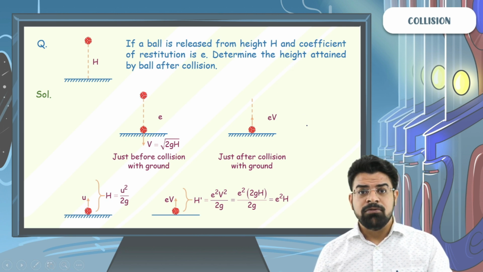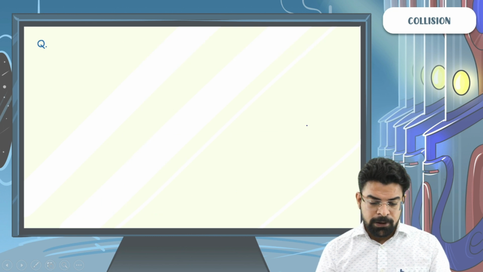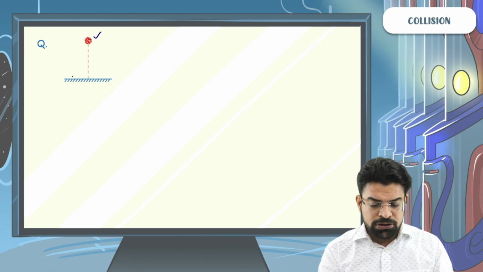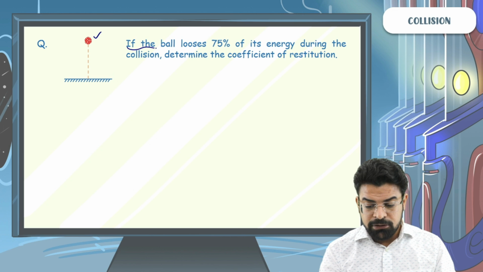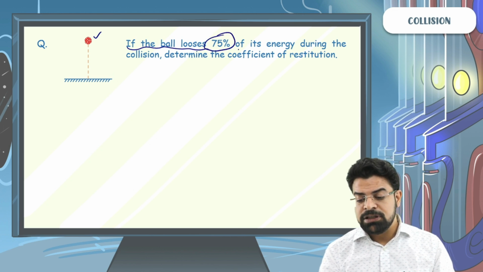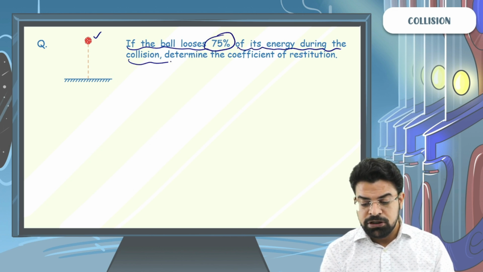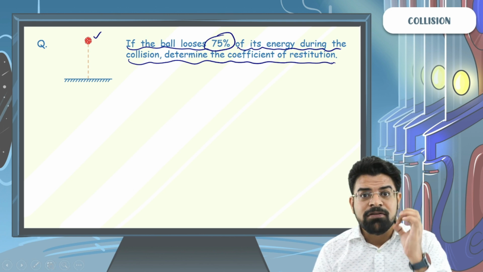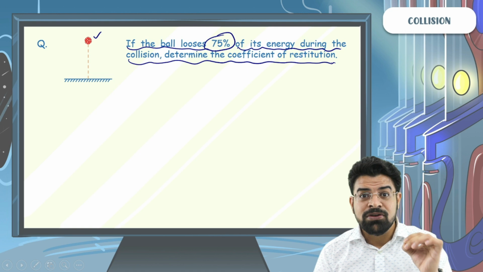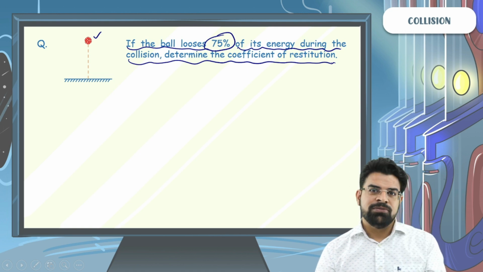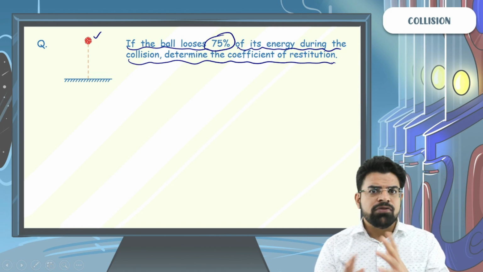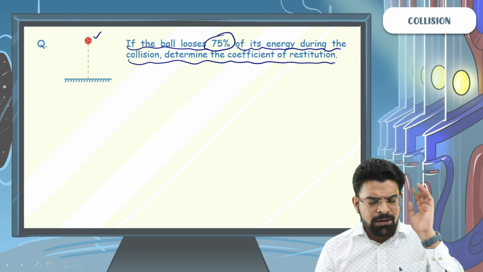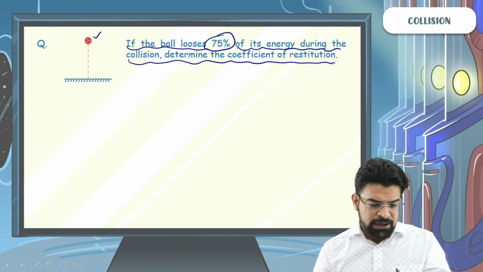Now let's see one more question based on this. Question is, a ball is dropped from a certain height. If the ball loses 75% of its energy during the collision, determine the coefficient of restitution. Now this question looks like a tough question. You will have to do a lot of calculation. Actually, it's an easy question. So let's do it.